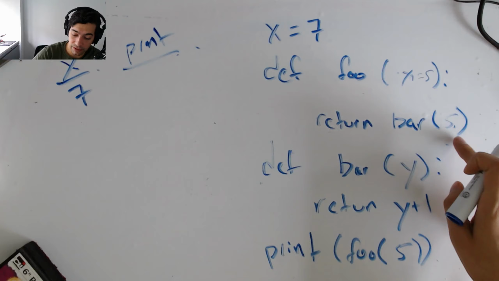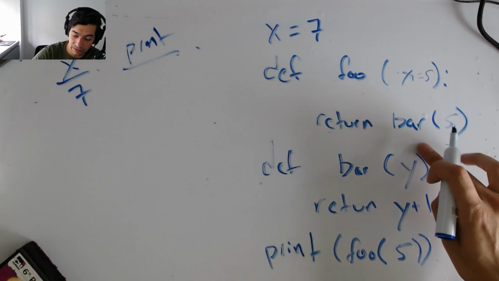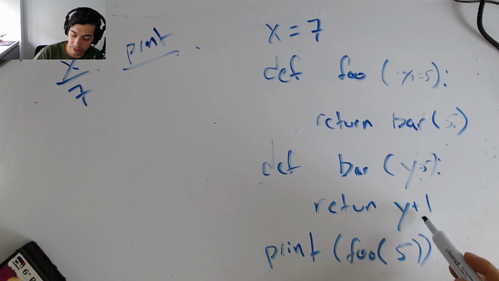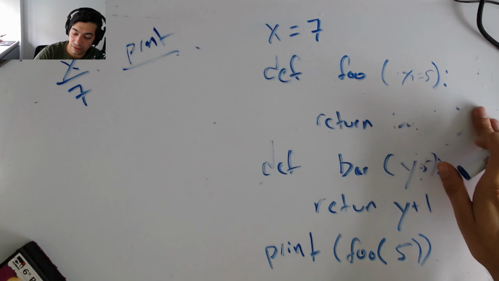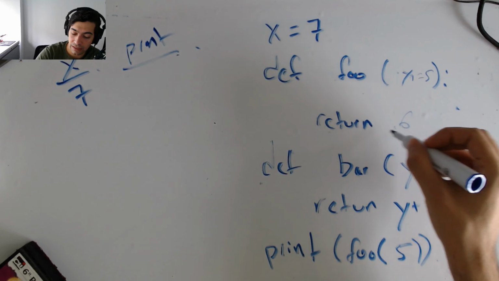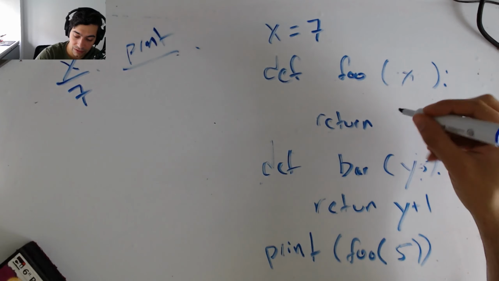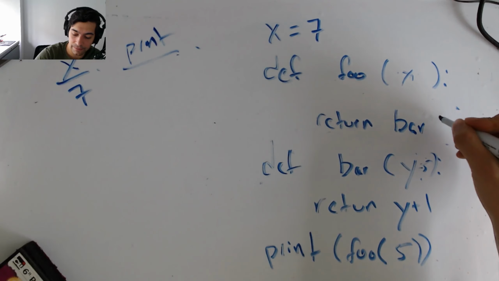So when I call bar of 5, I just now look up here and I say, well, my y is going to be 5. And I'm going to return 6. When I return this 6 value, the return value is going to replace the function call site. This whole thing is going to become 6. And then I'm going to return 6, and I should print out 6. Okay, so this is our guess for what's going to happen.